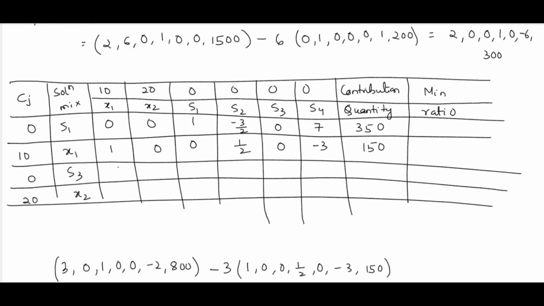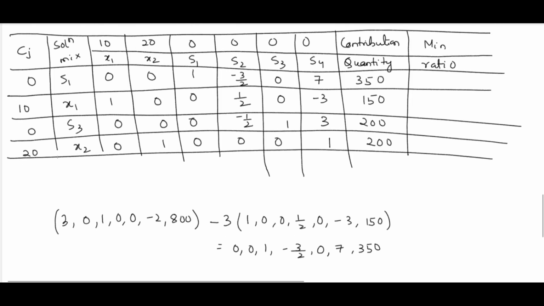So if you follow the rules, you will get 0, 0, 0, minus half, 1, 3, 200. Similarly, for this one, you will get 0, 1, 0, 0, 0, 1, 200. So now you have filled the table. Next, you have to compute Cj and Zj and Cj minus Zj for all.